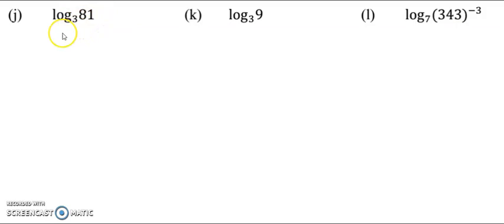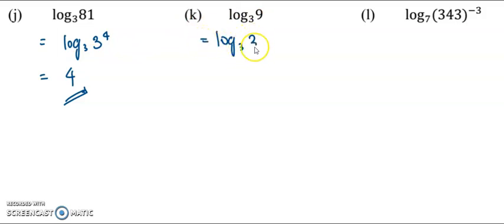Another example, I have log 81 to the base of 3. How do I simplify it? First, change the 81 into 3 power of 4. Then move the 4 to the front. You get 4 multiplied by log 3 to the base of 3, which is equivalent to 1. Then this is equal to 4. For K, you must convert the 9 into 3 power of 2, then move the 2 to the front. Multiply 2 by log 3 to the base of 3, that is equal to 1. So the answer is 2.